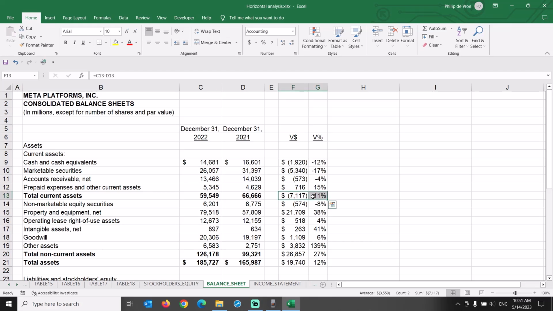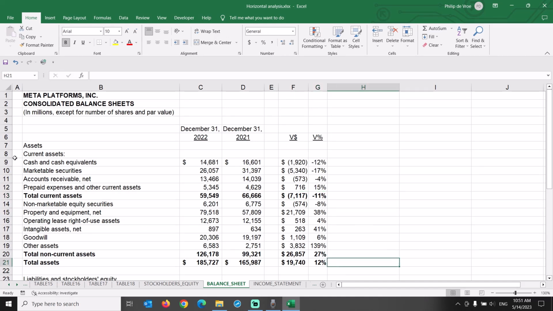On the asset side, let's format the variance dollars and variance percentage for current assets, non-current assets and total assets in bold. These are category totals, not line items. What we see doing our horizontal analysis is that total assets are up 12% or $20 billion. That doesn't mean that each and every line item is up 12%, as total non-current assets are up 27%, or $27 billion in absolute terms, while current assets are down 11%, or $7 billion.